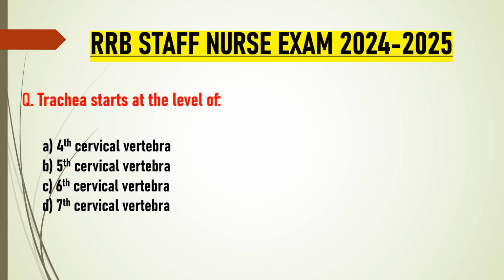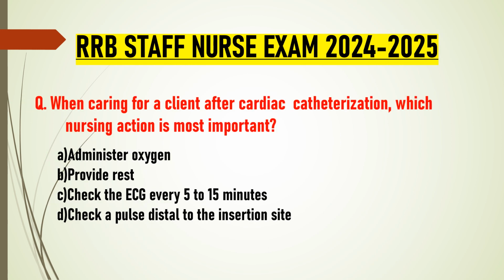Trachea starts at the level of. Options are: option A, fourth cervical vertebra; option B, fifth cervical vertebra; option C, sixth cervical vertebra; option D, seventh cervical vertebra. So the answer is option C, sixth cervical vertebra.